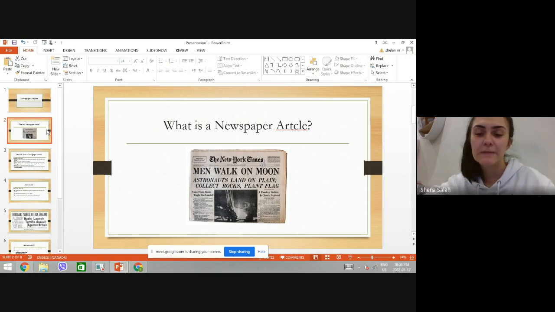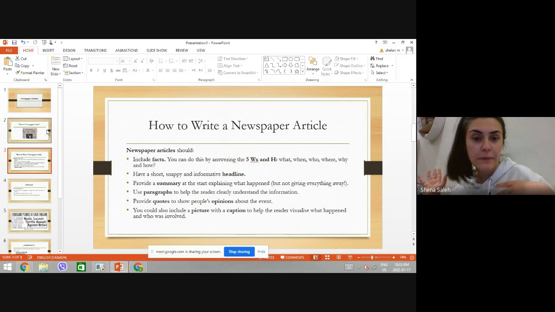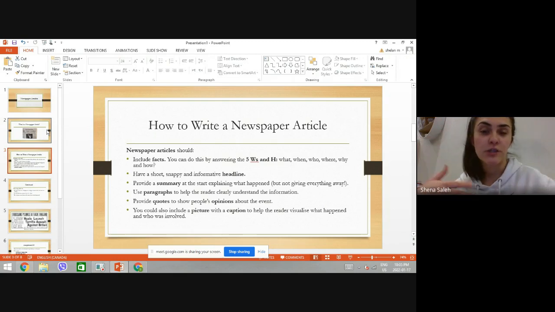How to write a newspaper article. Let's get right down to business. Newspaper articles should have facts. Facts are something that actually happened during the event. So let's say this refrigerator fell down from a balcony of a building, someone would come up and try to get all the facts, all the right information. They would ask all the right questions. So they would have to ask the 5 W's and 1 H: the who, what, where, when, why, and how.